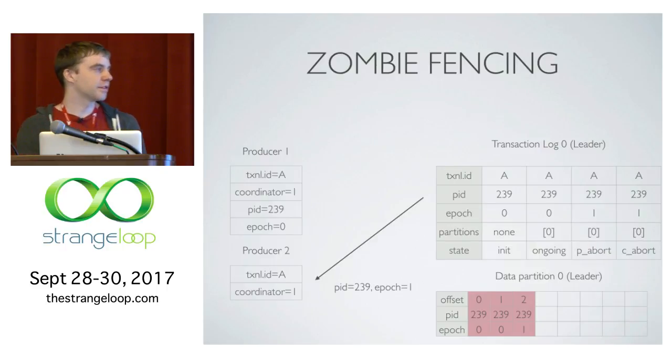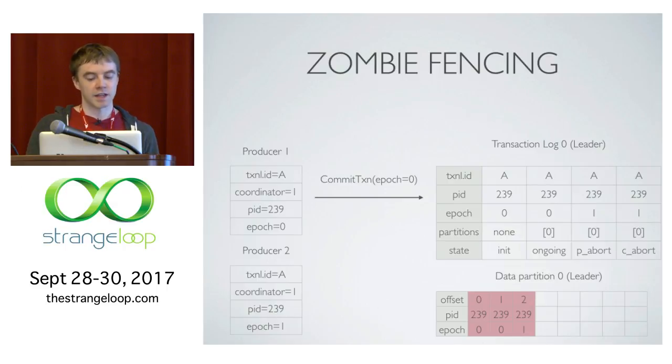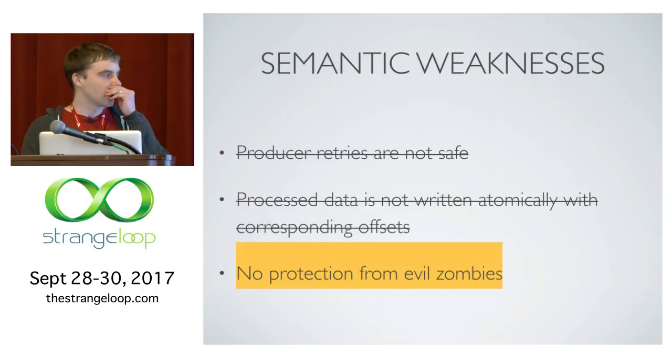And alternatively, after the init producer ID call had returned and we got the new epoch. So in another case, the producer, maybe it wasn't writing to the data topic anymore. It was getting ready to commit the transaction. In that case, obviously, we have the higher epoch inside the transaction log, so it's fenced. So that solves us from the zombies.